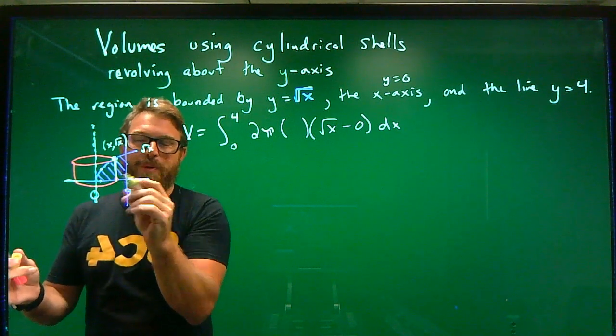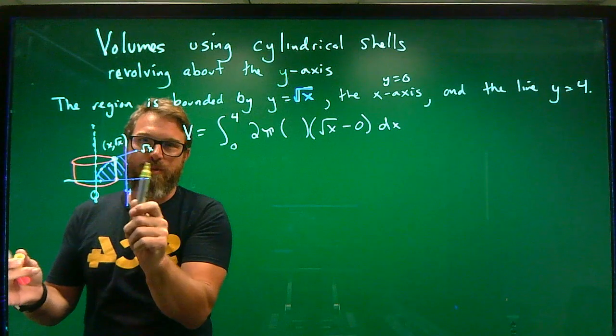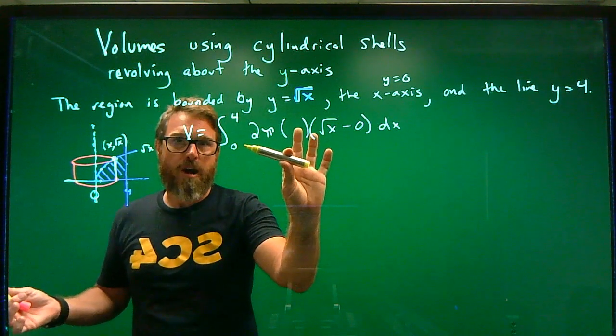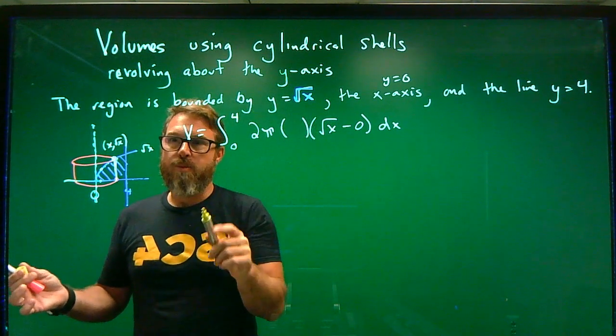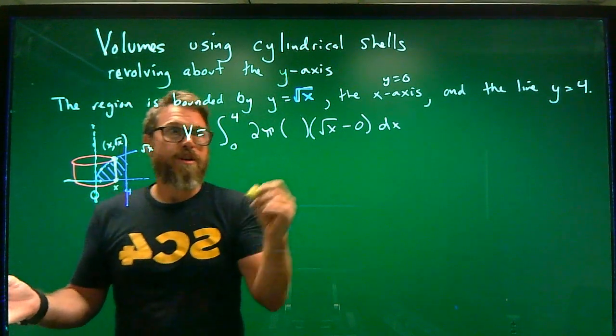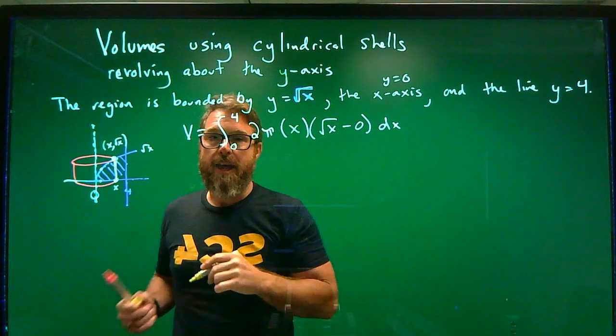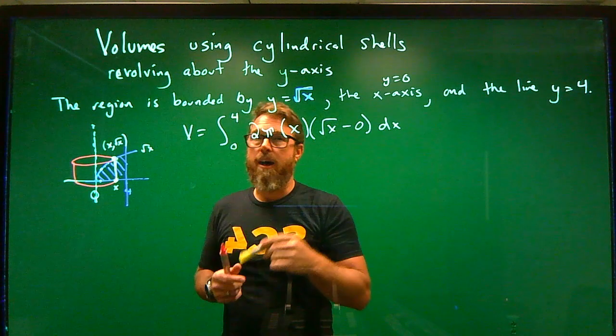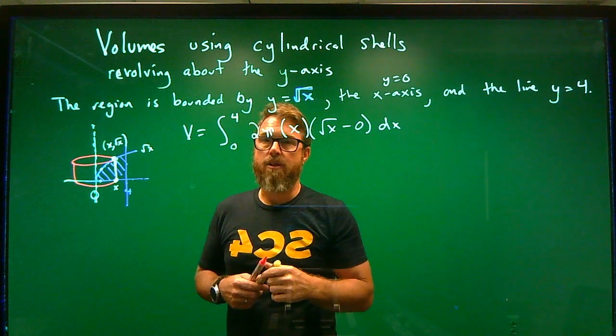That makes sense. So what we're doing is we're sliding from 0 to 4. So really x is all values arbitrary from 0 to 4. So we can see that that also makes this value x as well. So we can see that our radius is going to be that x, and our height is going to be the subtraction root x minus 0.